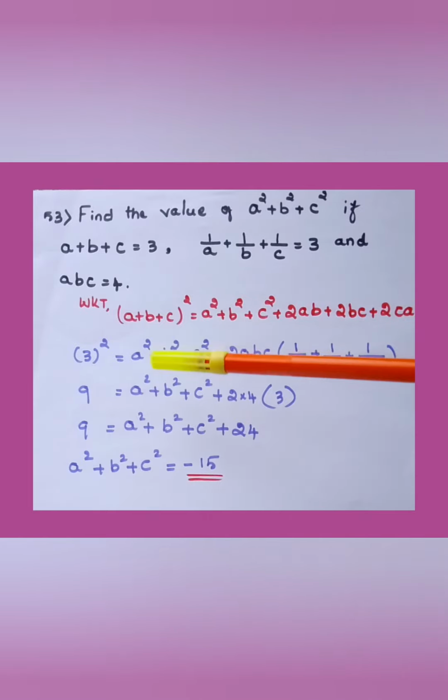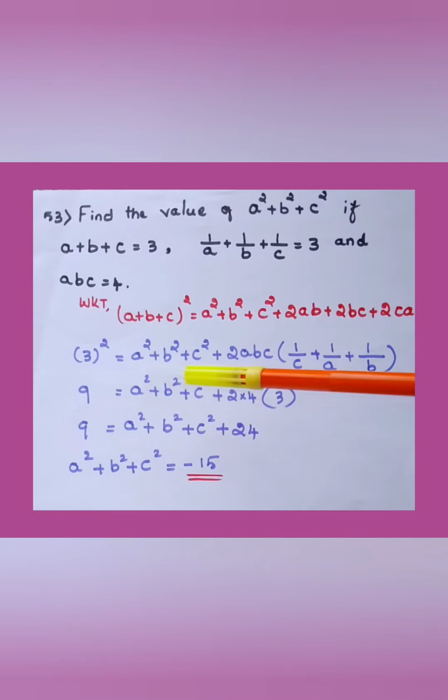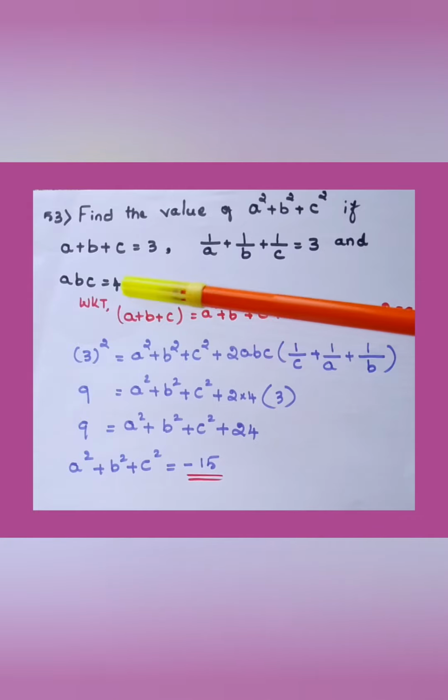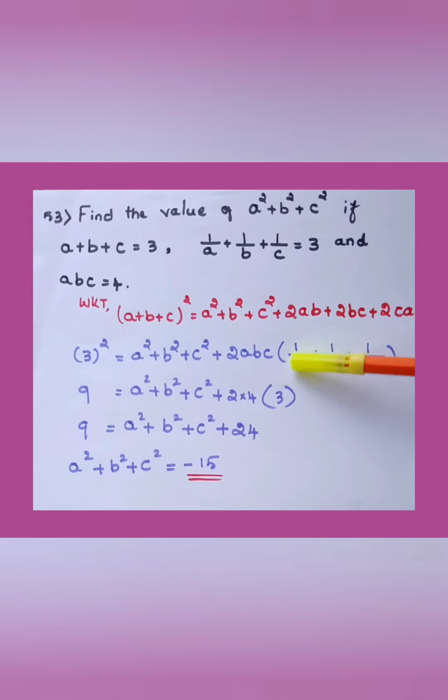So the remaining you write 3 square, means 3 3s are 9, and the remaining value you write as it is. Substitute the value of a into b into c, that is 4. 2 of 4. For this whole term, the value is 3. Substitute here. Then solve it. 2 into 4 into 3. That is 24 we get.